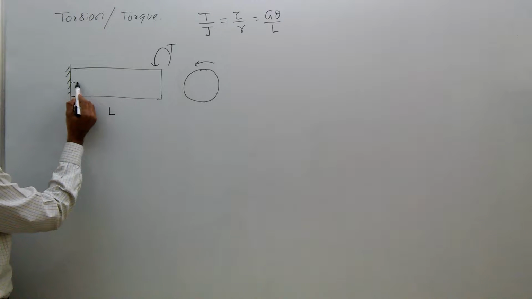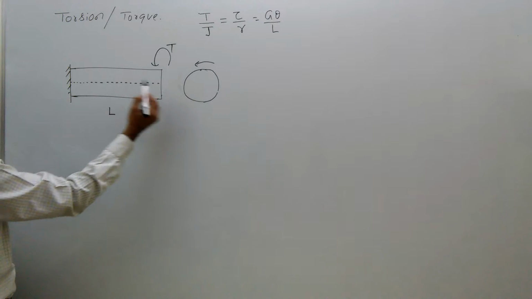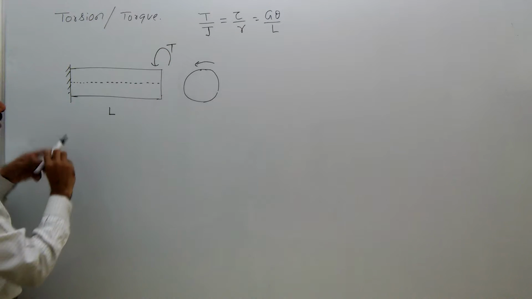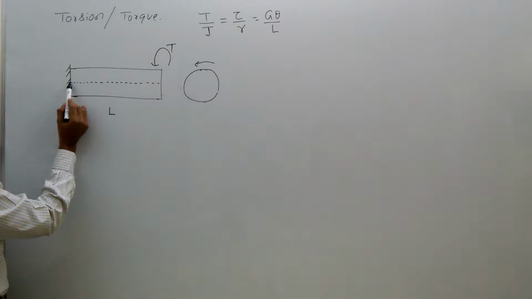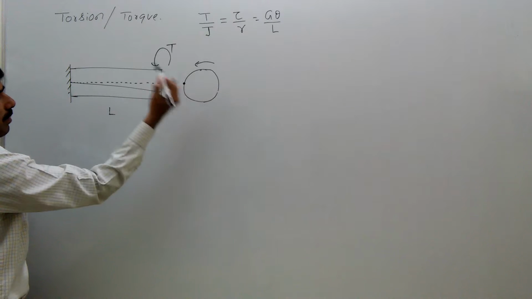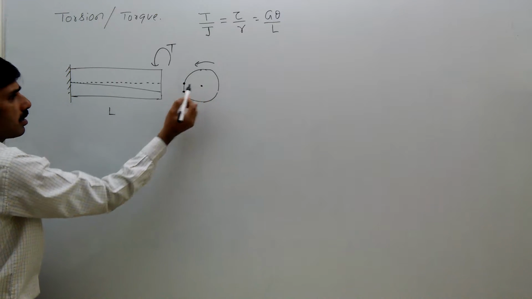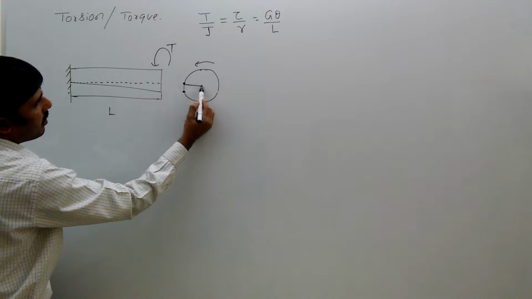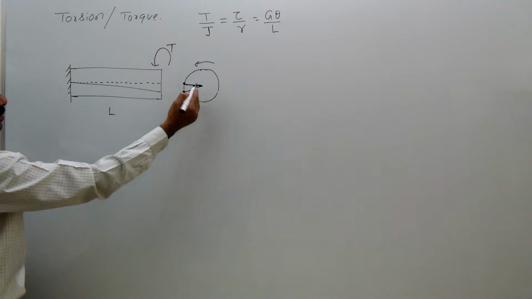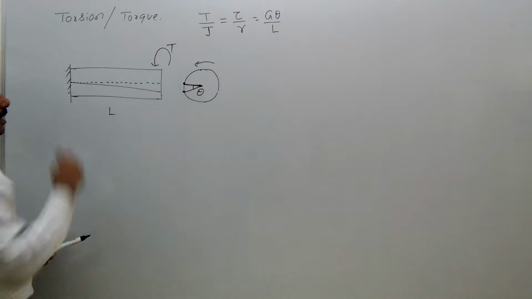suppose a line is drawn lengthwise on this shaft. After applying torque, it twists anti-clockwise and the line becomes like this. That means the point on this surface will come to this location. Suppose this is the center of the cross section. If we draw a radius like this, this radius will become like this. That means it twists by an angle of theta.